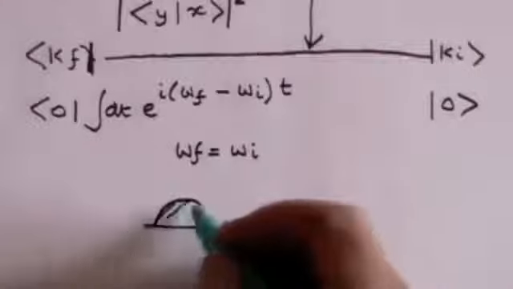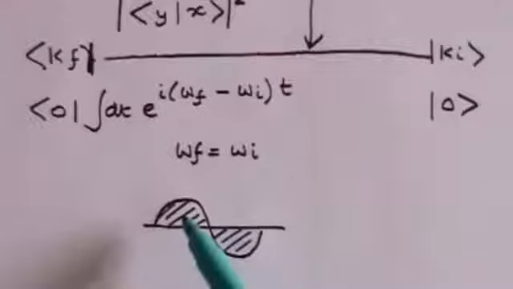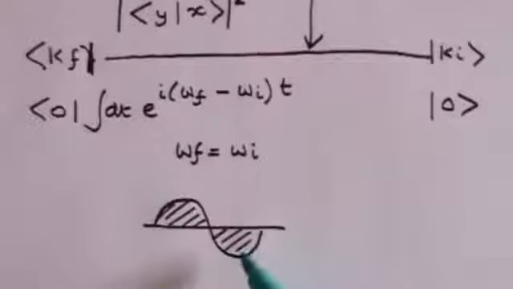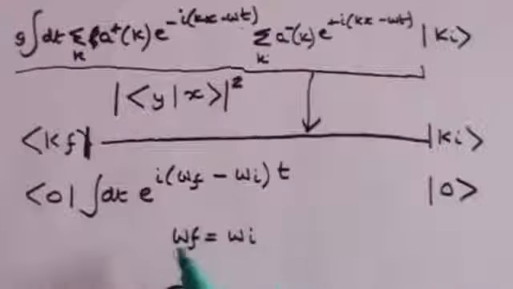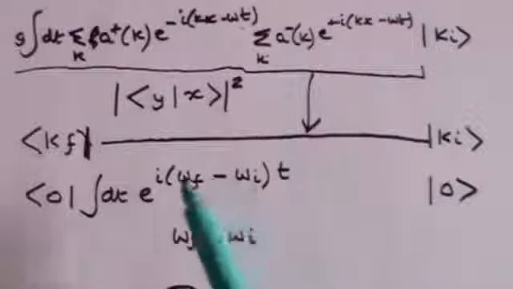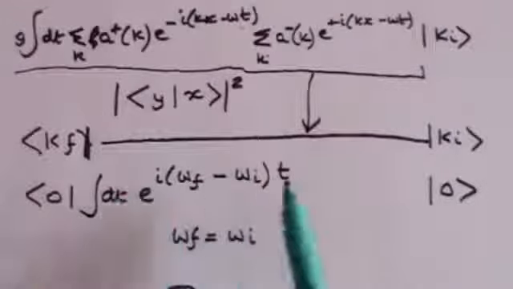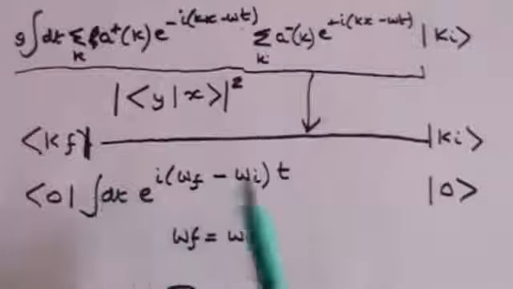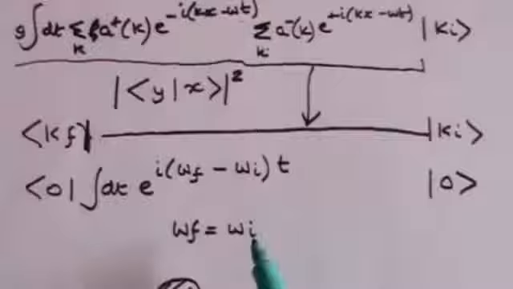And what is the integral over that wavelength? Well, the integral, of course, is just the area under the curve. And there's a positive area here, and there's an equal negative area here. So the integral over a whole wave is 0. So when omega f does not equal omega I, this term, the exponential, becomes 0. Therefore, the whole integral becomes 0, because it's integrating nothing.